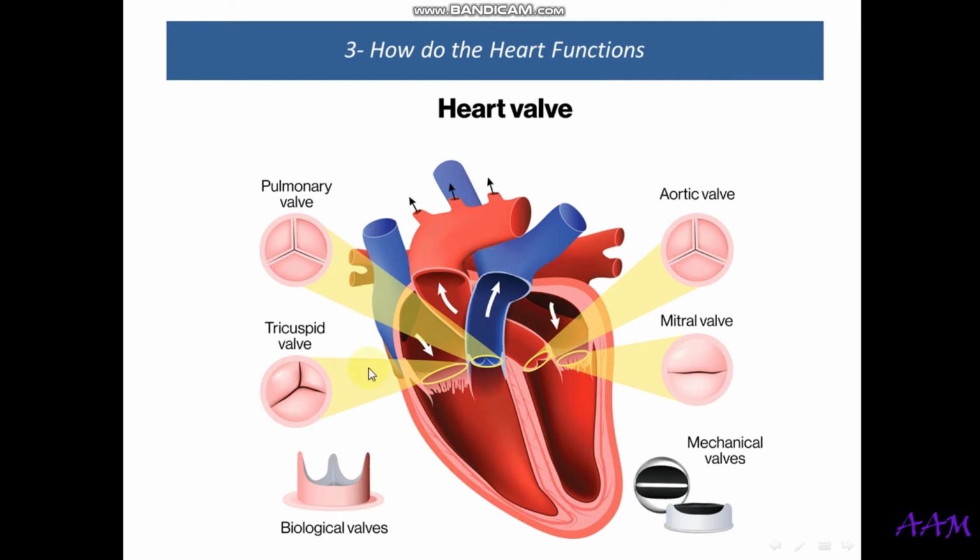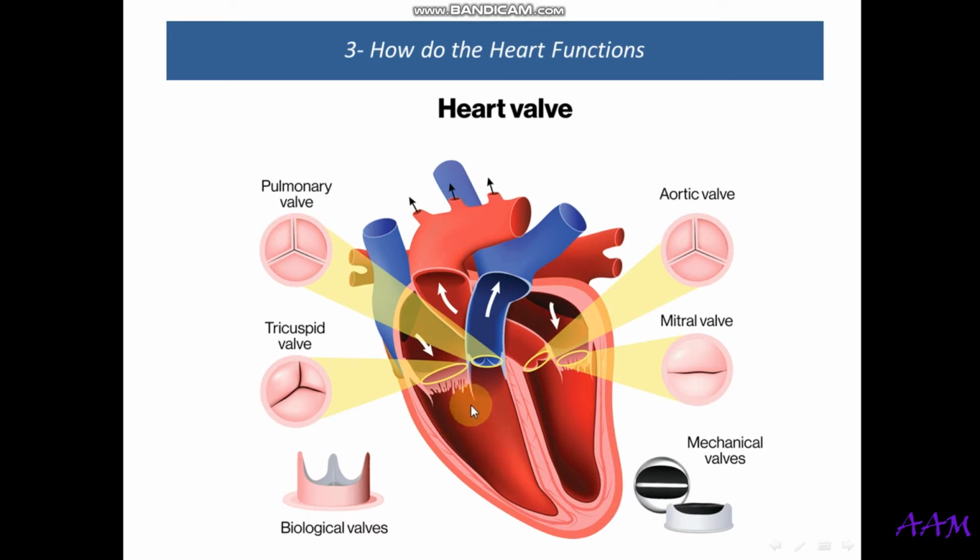Okay, this is the heart again, and these are the four valves. This is the first one, second one, third one, and fourth one. These valves, this one and this one, separate the upper chambers from the lower chambers. This one separates the upper chamber from the lower chamber on the left side, where there is oxygenated blood, and this one here separates the upper chamber and the lower chamber where there is deoxygenated blood.